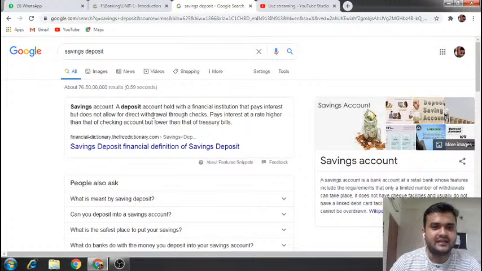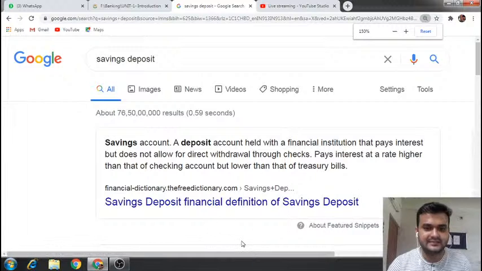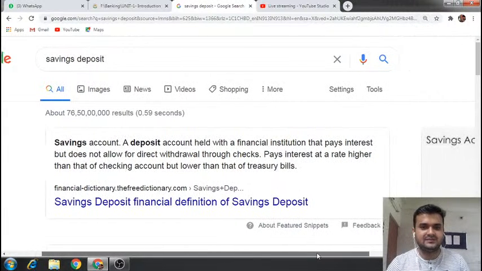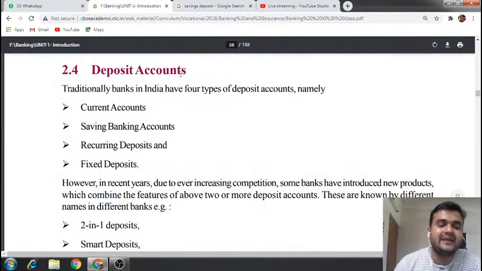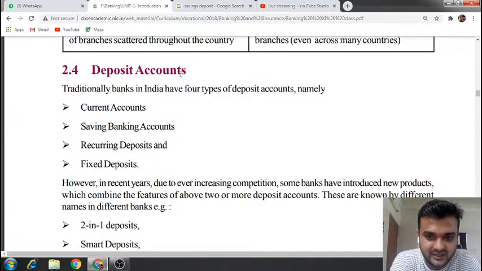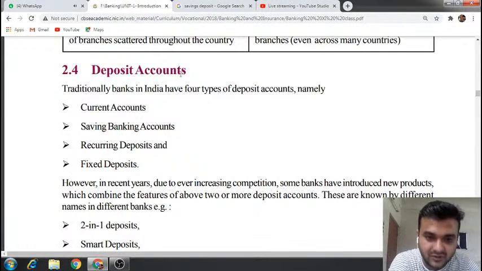See here, a deposit account held with a bank, but does not allow direct withdrawal through checks, pays interest at a higher rate than a checking account but lower than treasury bills, which means that a savings account can be opened by any individual. If you have 100 rupees, 500 rupees, 1000 rupees, you just go to the bank and open a savings bank account. And there is nothing as such that every month or every day you have to deposit.